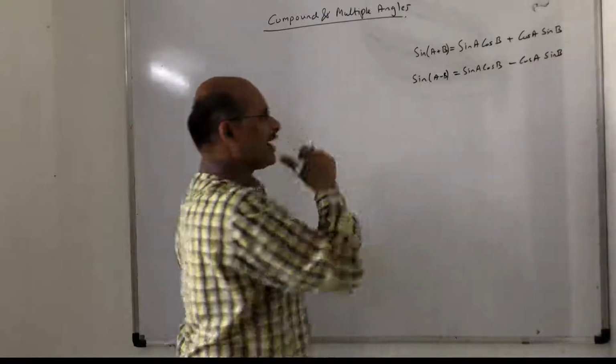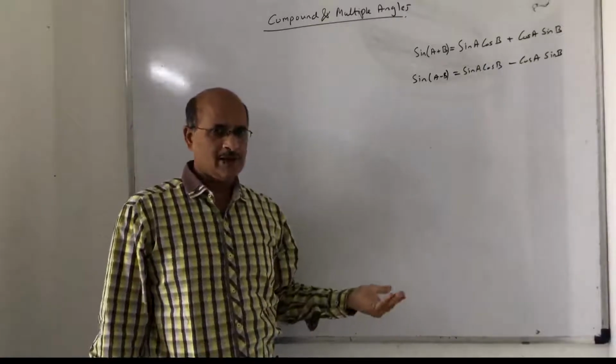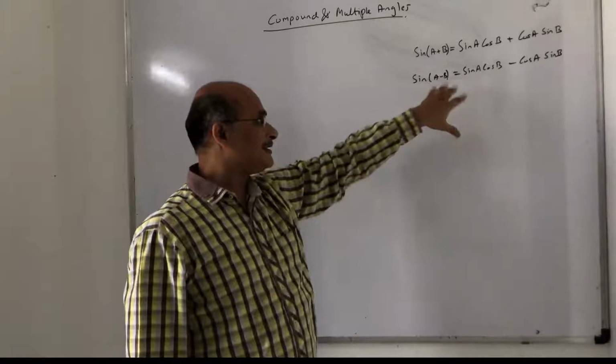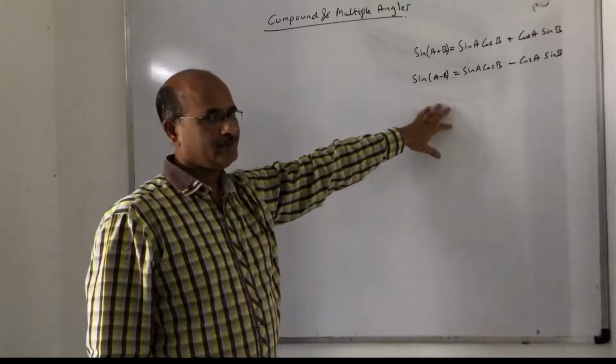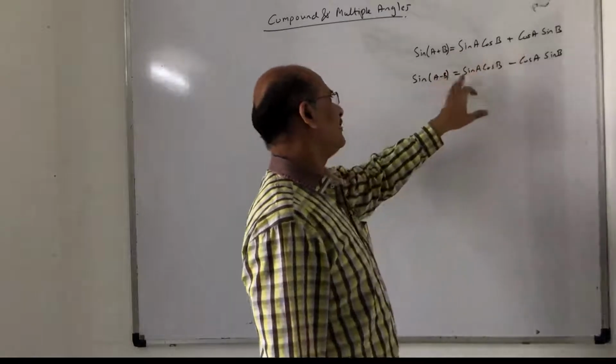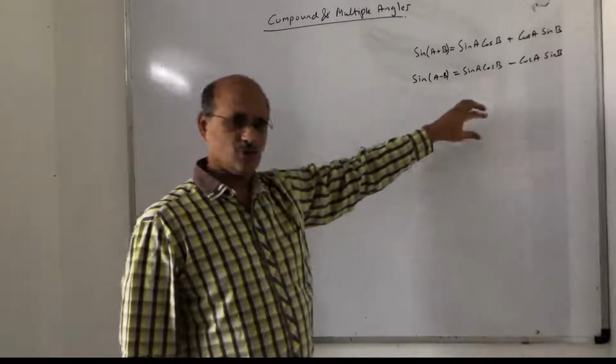Now these are very standard formulas, because from this, further in compound and multiple angles there are many formulas. We will be deriving those formulas from this basic set of standard formulas. So sin(A plus B) is sin A cos B plus cos A sin B. Sin(A minus B) is sin A cos B minus cos A sin B. When the sum comes, you will come to know about this application.